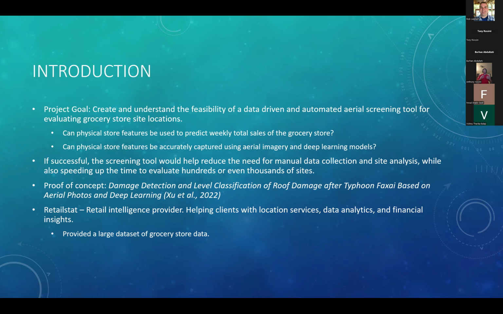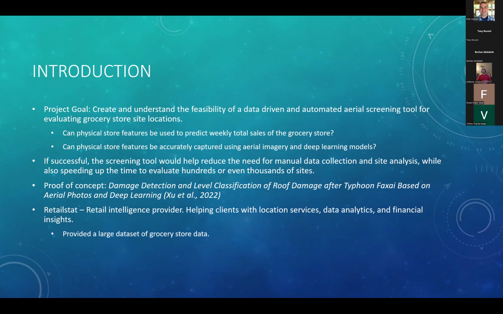I'm working with this company, Retail Stat, a retail intelligence provider. From my understanding, the way this currently works is that they have contracts with all these grocery stores, and they send someone out to the grocery store to evaluate it.